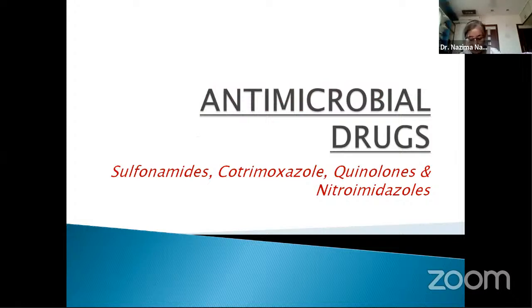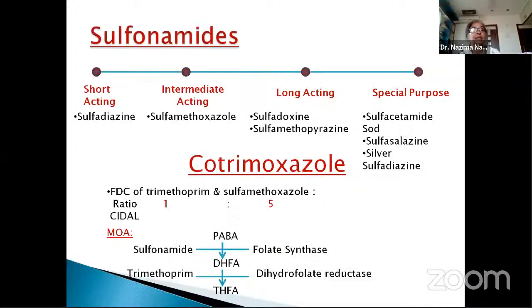We shall start with antimicrobial agents and move ahead. First, we'll start with sulfonamides. Now, sulfonamides are classified as short-acting, intermediate, long-acting, and those for special purpose. Under short-acting, we have drugs like sulfadiazine, intermediate-acting sulfamethoxazole, long-acting sulfadoxine, sulfamethopyrazine, and those for special purpose, that is sulfacetamide sodium, sulfasalazine, and silver sulfadiazine.